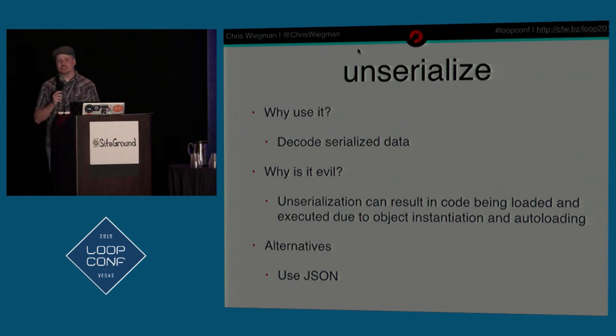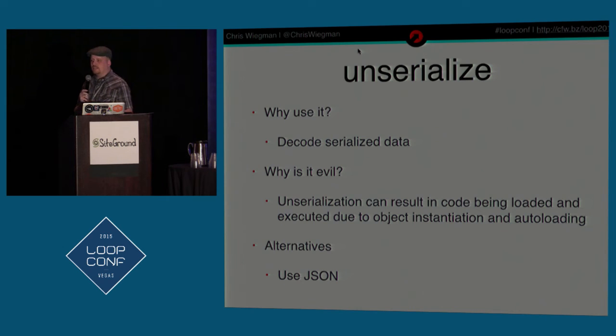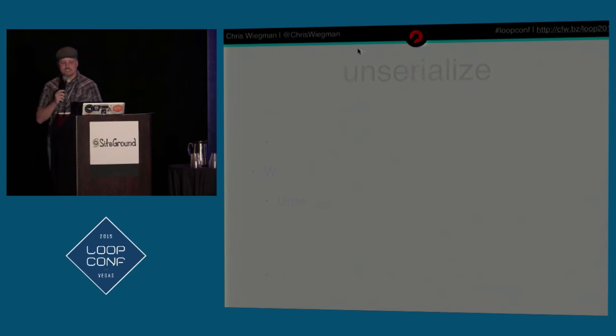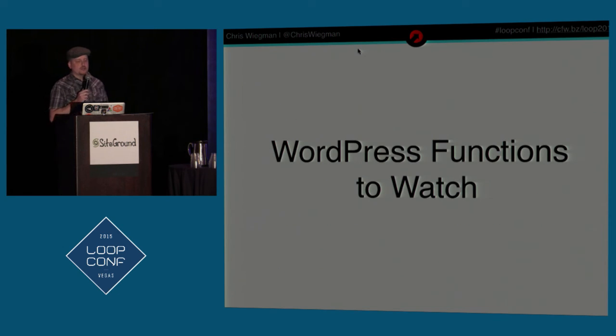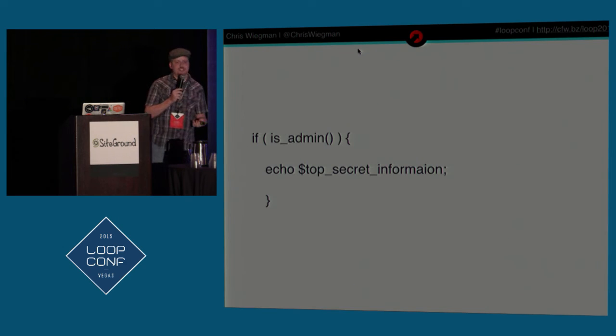Sometimes it's considered a security vulnerability just by itself, but because it is a valid way of doing it, I haven't seen the plugins being removed for it yet. So the better thing to do now is just use JSON. It's a mature enough technology. Of course, then there's WordPress functions to watch for as well. And I'm going to talk about the two big ones that have happened just in the last few weeks.